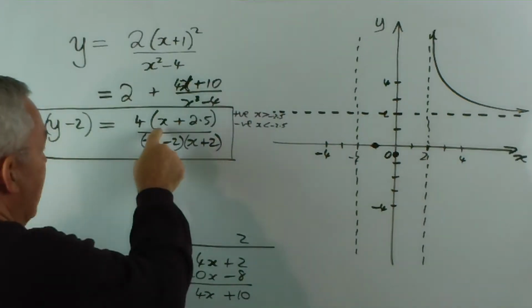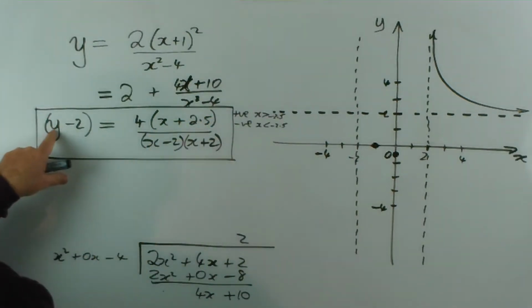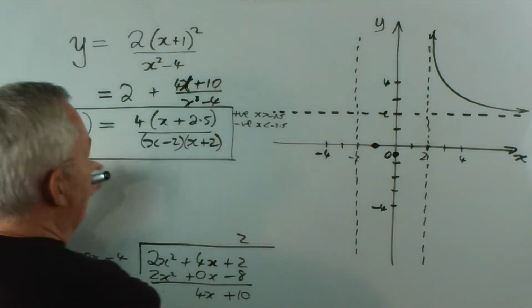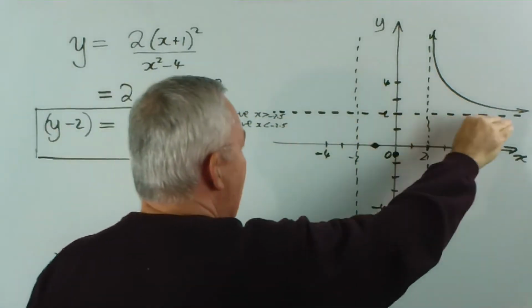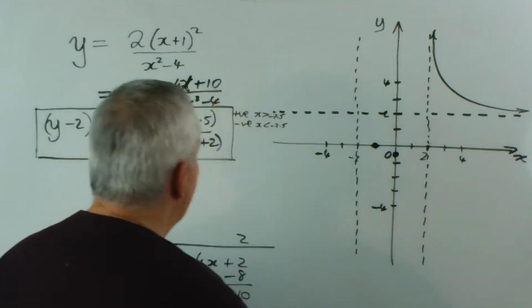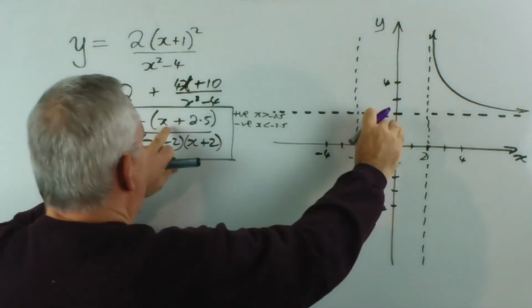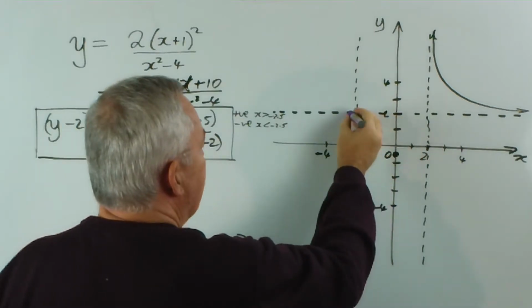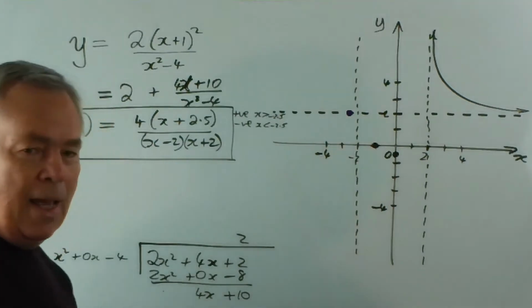And when x equals minus 2.5, we get a 0 here. To get a 0 over here, we'll need y equals 2. So by analysing this, we're finding the point on the asymptote where something important is going to happen. So y equals 2, so that's up 2, and x equals minus 2.5 is right there. Something is going to happen there.